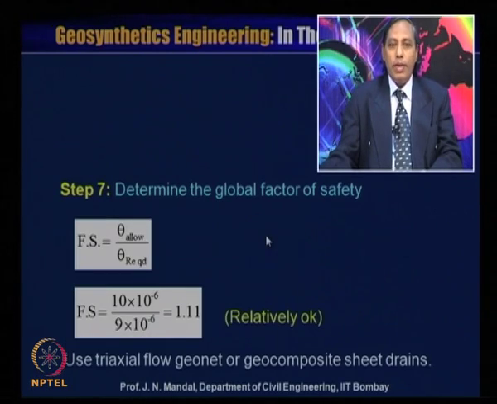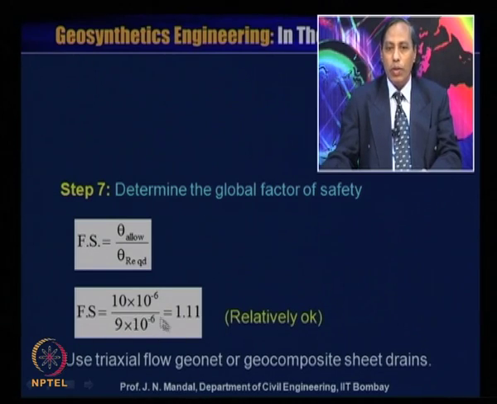Now, step 7, determine the global factor of safety. The factor of safety is equal to theta allowable divided by theta required. We know theta allowable is 10 into 10 to the power minus 6 and theta required is 9 into 10 to the power minus 6. So, you get a global factor of safety of 1.11. This is relatively low, but it is okay.